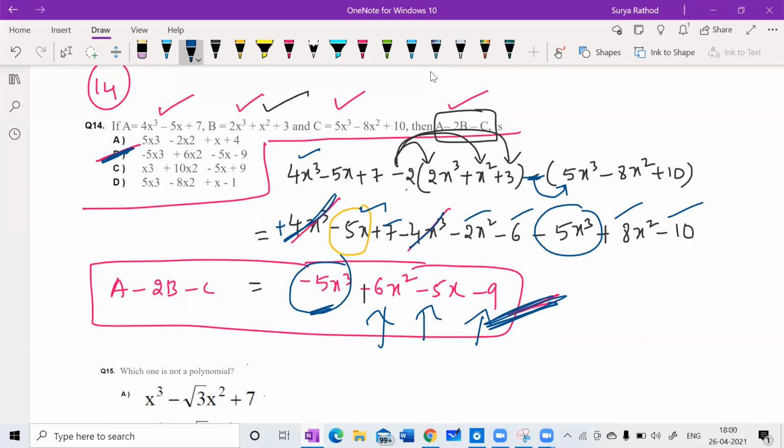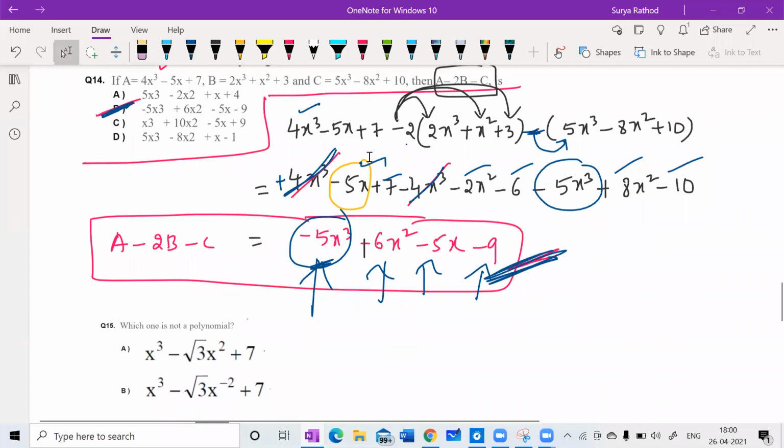All right. Are you getting my point? See here, none of the other options has minus 5x cube. Only option B has minus 5x cube. So if I calculate only the x cube term and look at the options, only option B is available over there. So I can click on option B immediately and I save my time. All right. Any doubt? Are you getting my point?